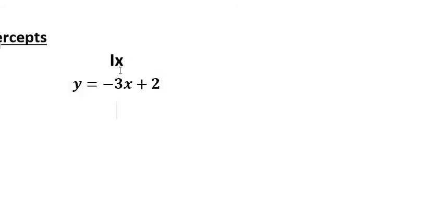to find the x-intercept, you need to change the other letter with 0. So instead of y, you're going to put 0. Okay, so 0 equals negative 3x plus 2. Okay, and you're going to have to find x for the x-intercept.